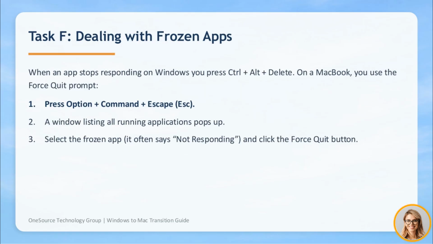When an application stops responding on a Mac, the process for dealing with it is similar to pressing Ctrl-Alt-Delete on Windows, but you'll use the Force Quit prompt instead. The first step is to press Option plus Command plus Escape simultaneously. This action will bring up a window listing all currently running applications. From this list, simply select the frozen app, which will often be labeled as not responding, and then click the Force Quit button. This will close the unresponsive application, allowing you to continue your work.